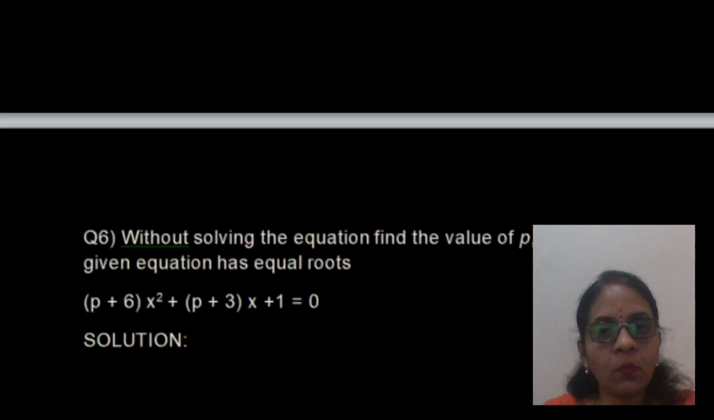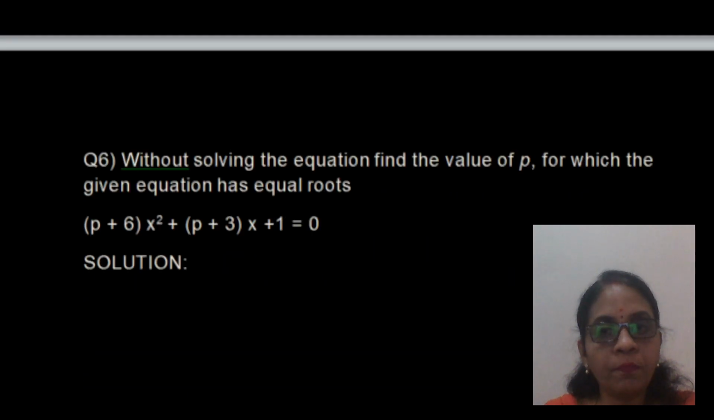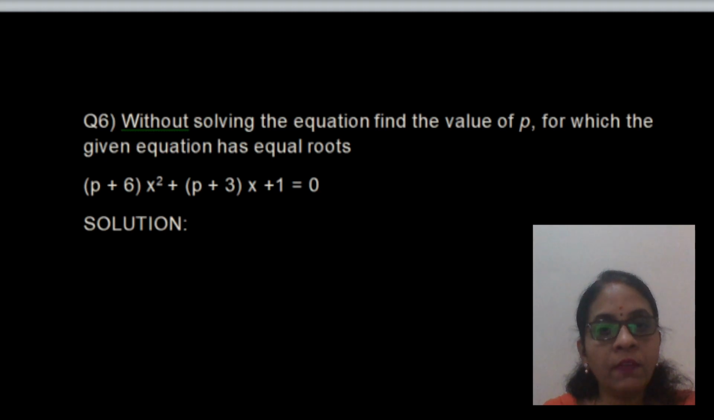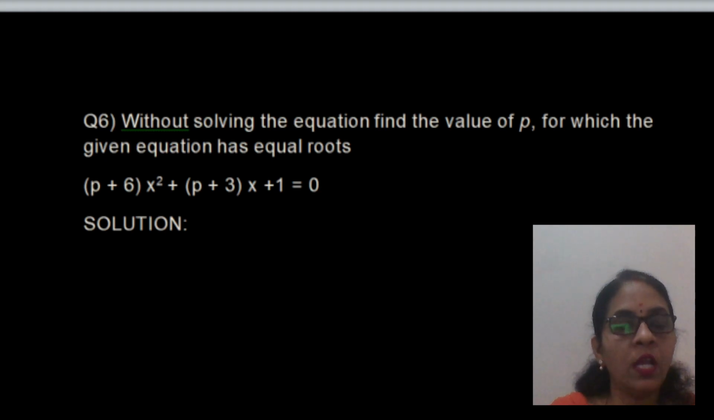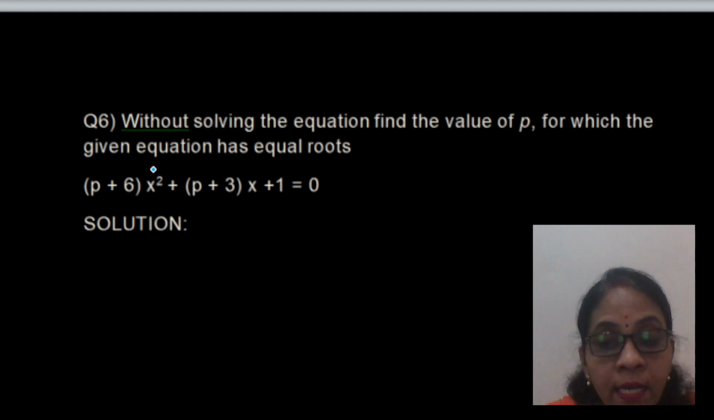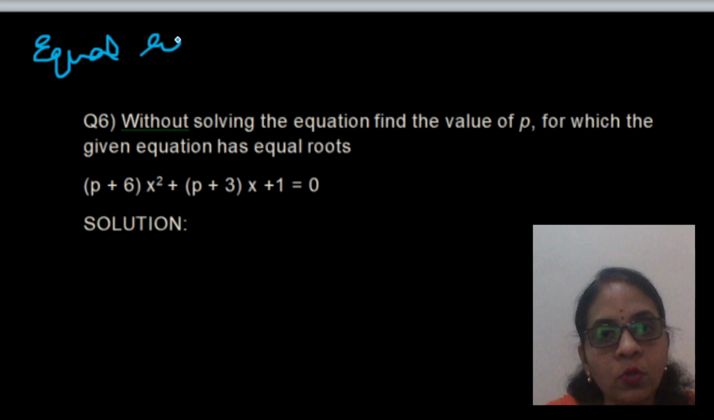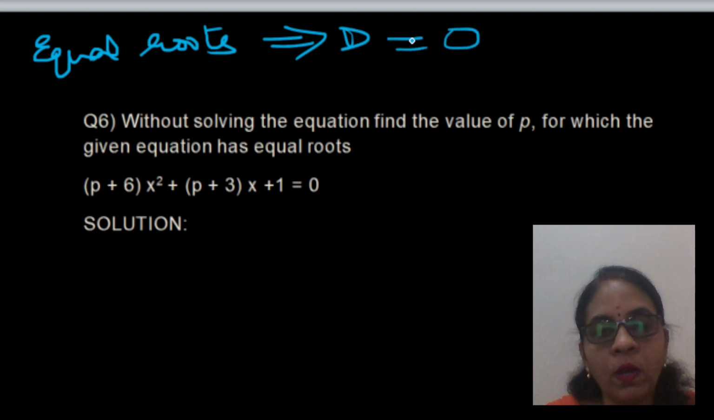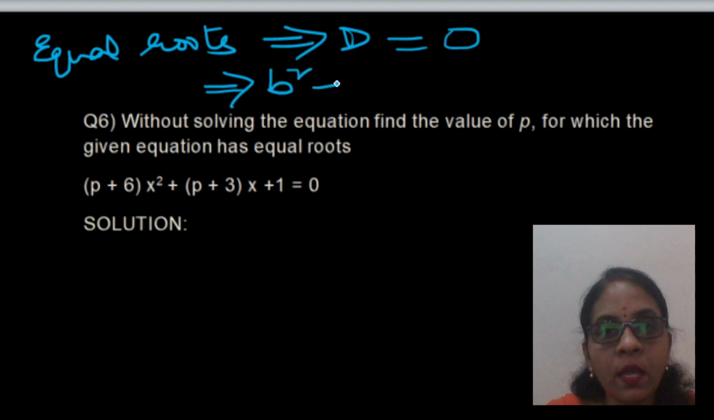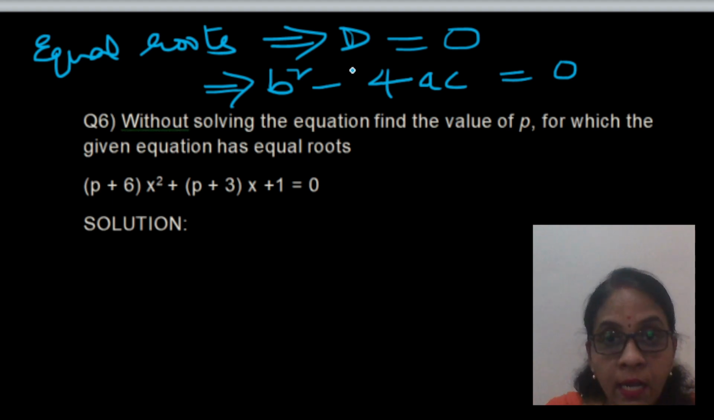Without solving the equation, find the value of p for which the given equation has equal roots. Now mind you children, here the condition is already given. What is the condition given? Equal roots. So what is the condition for equal roots? Equal roots means discriminant is equal to 0, which means b square minus 4ac is equal to 0. Whenever a condition is given, you have to apply the condition.